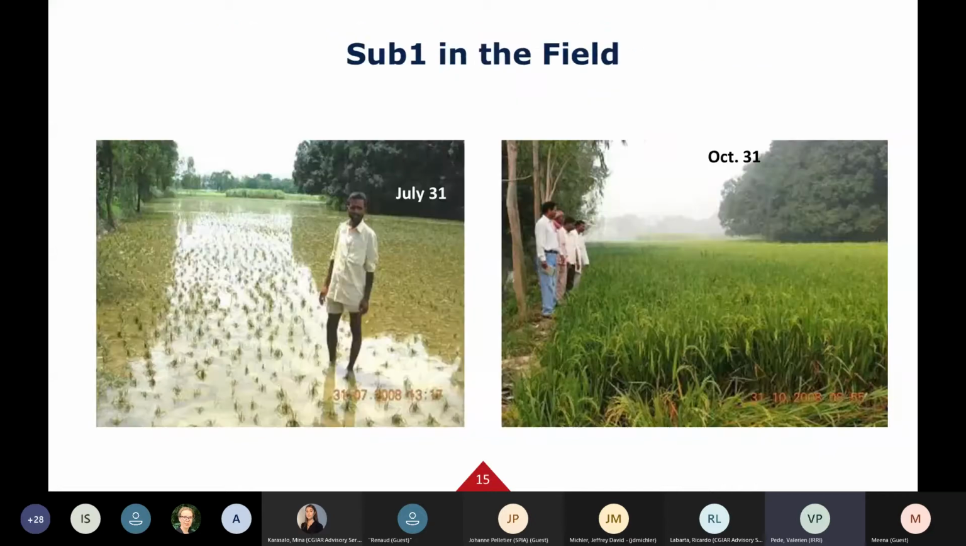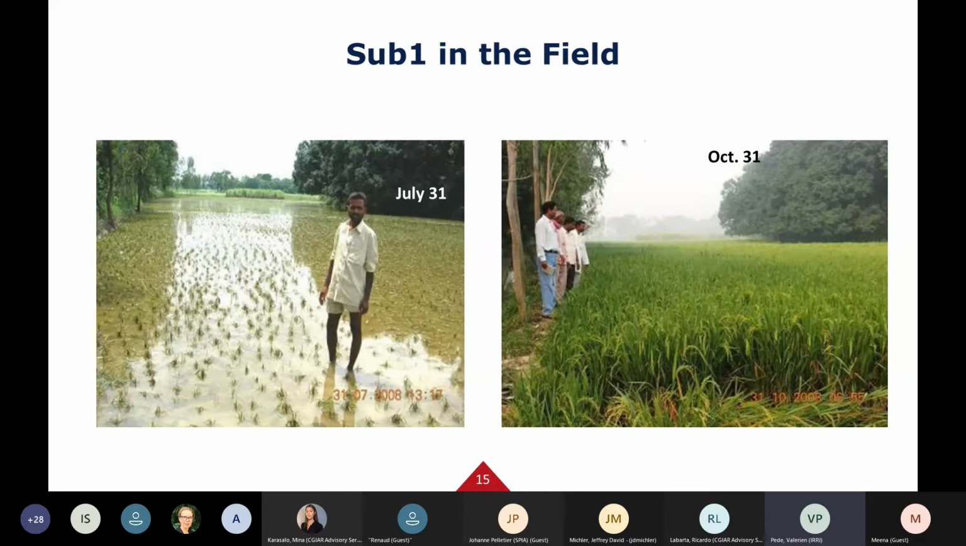In the farmer's field, this is also one here, a picture in the field of a farmer in Odisha. That was many years back. So here on the left, there is the farmer standing in the middle of the submerged rice field on July 31 in 2008. And you see after 3 months, in the same field, you can see the Swarna varieties surviving and then growing well. So another evidence in the field.